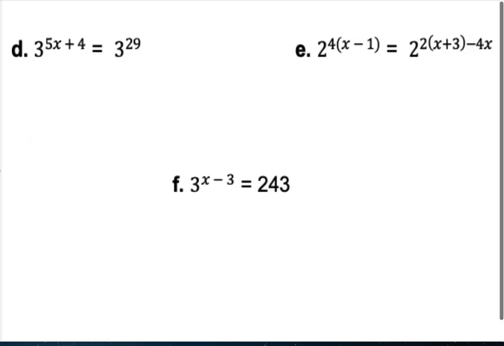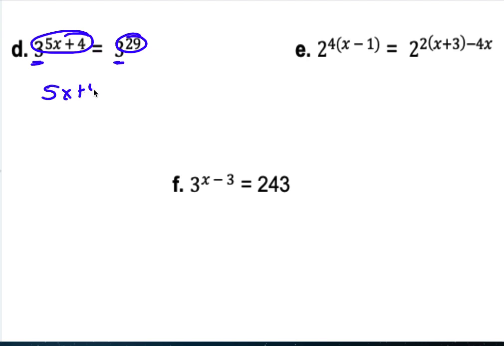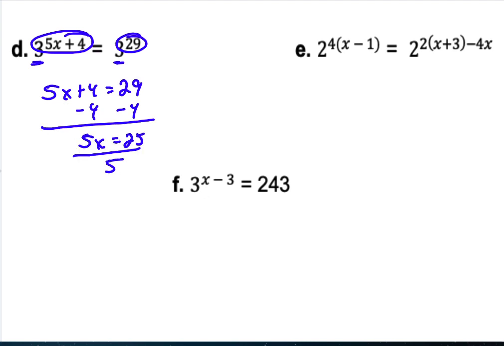All right, so let's start to see that in some larger problems. Here, I already have the same base, so that means the exponents have to be equal to each other. So 5x plus 4 has to be equal to 29. I do some quick solving. This part should be easy because it's just solving two-step equations, and I get x is equal to 5, which makes sense.